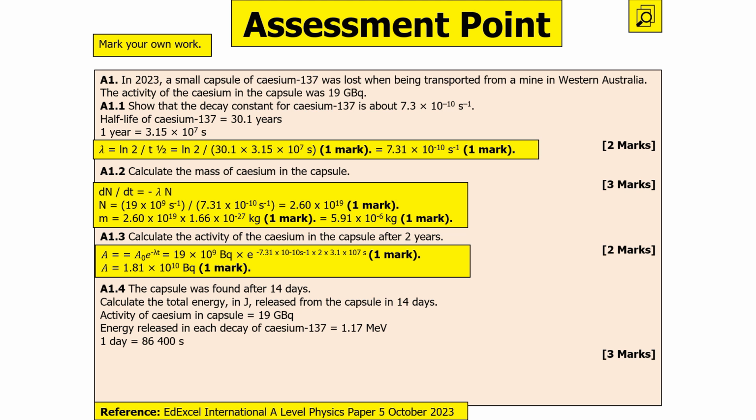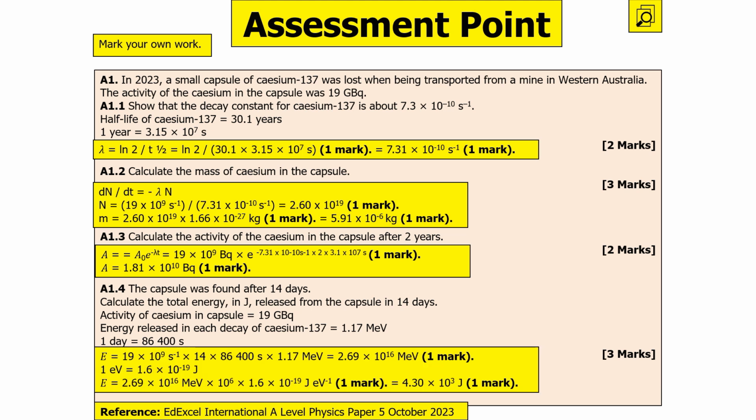Remember, after this, it has to be in seconds though, not years. So we work it through to be 1.81 times 10 to the 10 becquerels. And then this last one, we know that the energy is going to be equal to the activity multiplied by the time in seconds. So it'll be 14 times 86,400, because we're turning our days into seconds. Then we multiply by the energy released in 1 decay, which is 1.17 mega electron volts. So we get 6.96 times 10 to the 16 MeV.